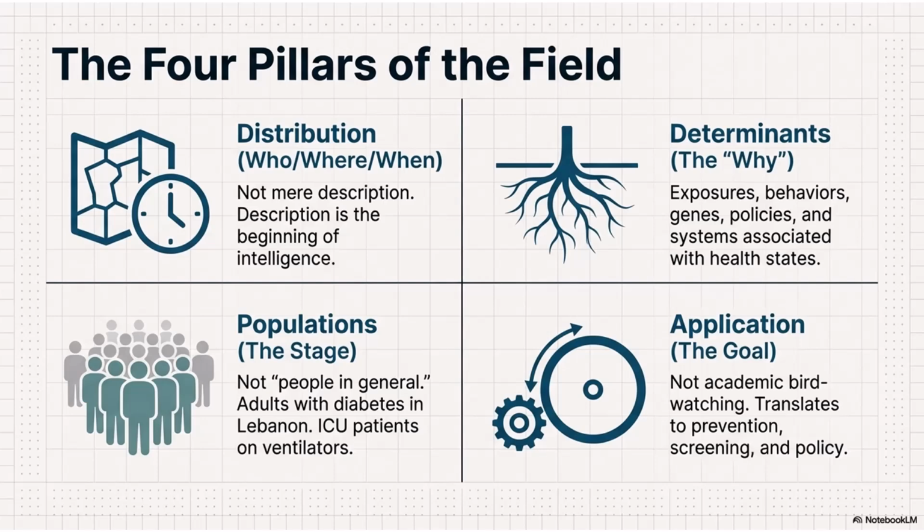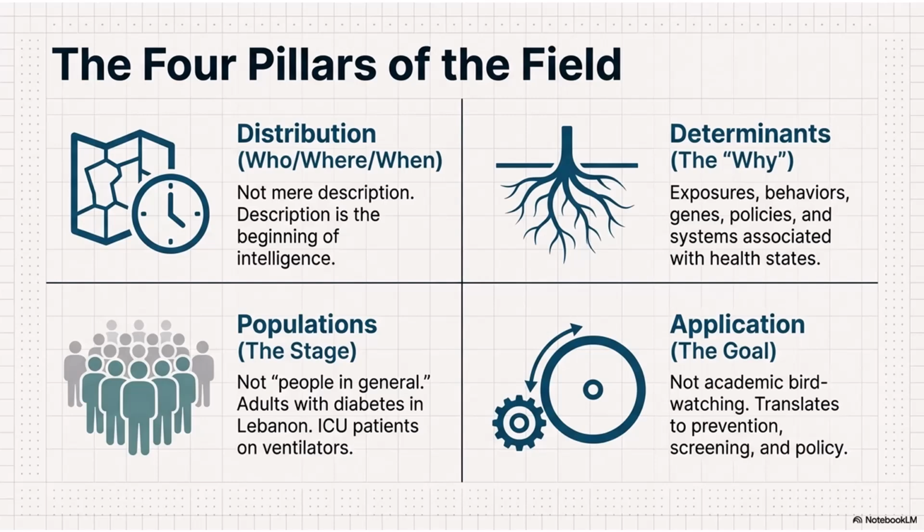Number 2, determinants. Determinants are the factors associated with disease, health, or outcomes. Exposure, behavior, environment, genes, healthcare access, socioeconomic conditions, treatment patterns, policy, culture, sometimes microbes, sometimes systems, sometimes both, because the universe loves complexity. You are no longer just asking what happened. You are asking why it happened and what changes the probability that it will happen.